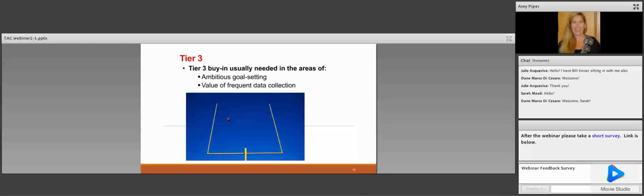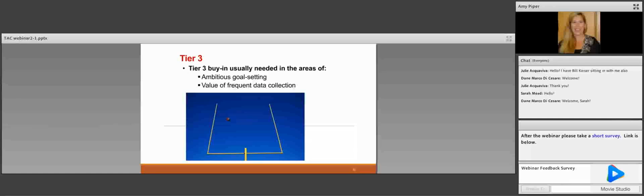Tier 3 buy-in is usually needed in the area of ambitious goal setting. I know a lot of times teachers will tell me, there's no way that the child can meet that goal. But what we found is if we're not ambitious with that goal setting, the gap will never close. So we need to be ambitious, and that's why Tier 3 is so important, to make sure that intervention is intense, that it's targeted, and that you have a small group so you can really focus on the needs of those specific students. So then those ambitious goals are more reachable.